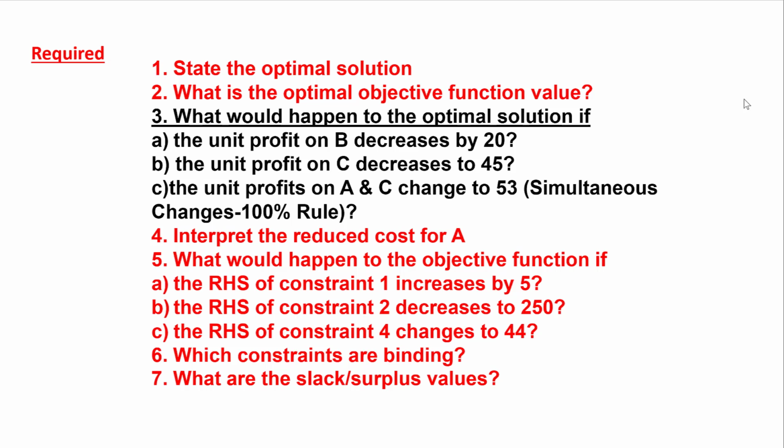Third requirement: what would happen to the optimal solution if, A, the unit profit of B decreased by 20; B, the unit profit on C decreased to 45; C, the unit profit on A and C changed to 53?